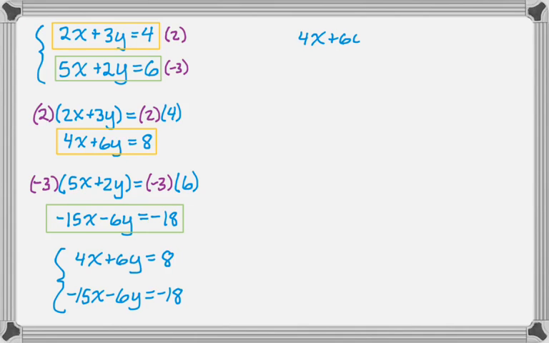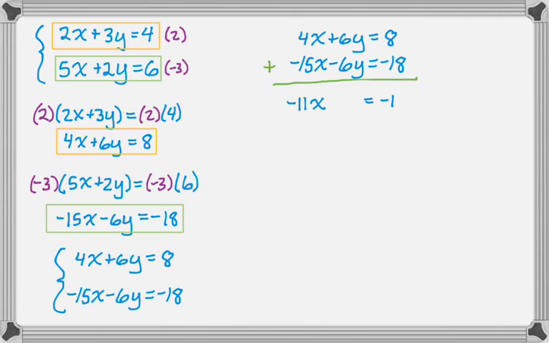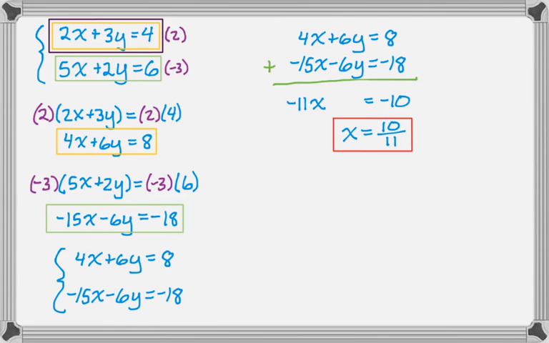So I have this, and what I'm going to do is add them down. If I add, I'll get negative 11x, the y's cancel, and then negative 10. I'm going to divide through by negative 11 and get x is 10 over 11. Now I do the same thing that I've done in every case, where I go back to the original, pick one of them, and substitute in. So I'll pick the top one.